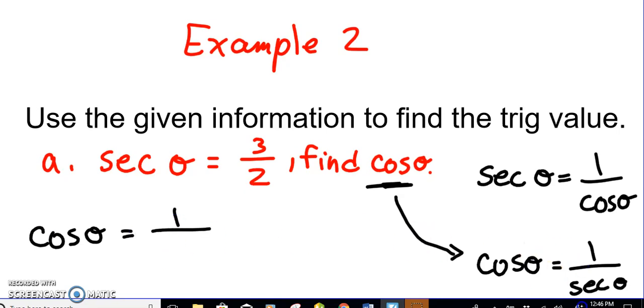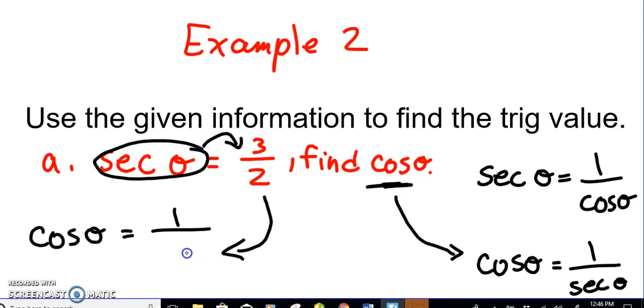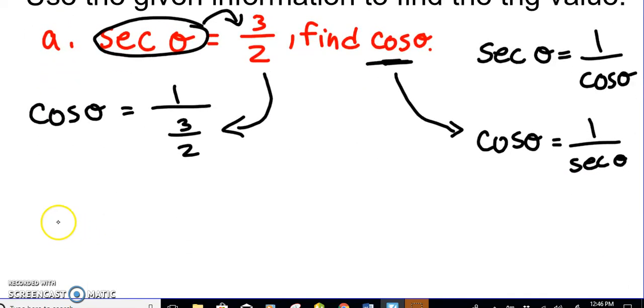Instead of putting secant, we know that secant equals 3 over 2. So we're going to put 3 over 2 in for secant. So we put it on the bottom. And then again, we have to flip it because we know that when it comes to cosine, it's flipping secant, or vice versa. If it's secant, we flip it to make cosine. So here we flip this one, 1 divided by.